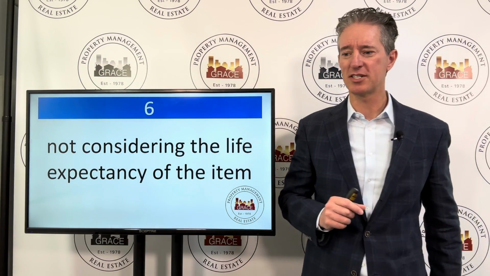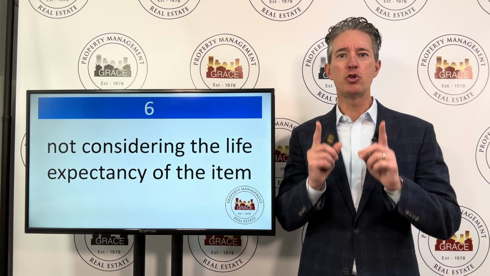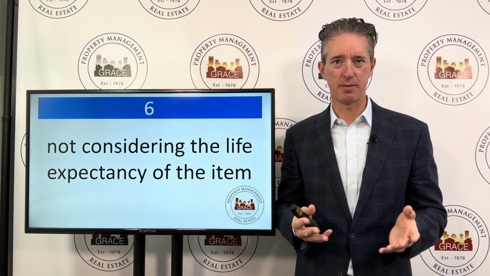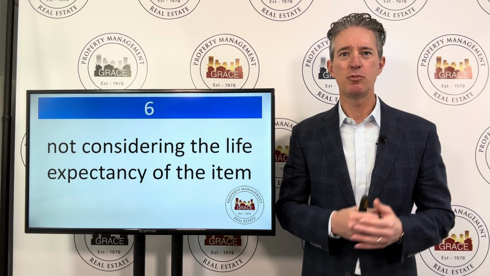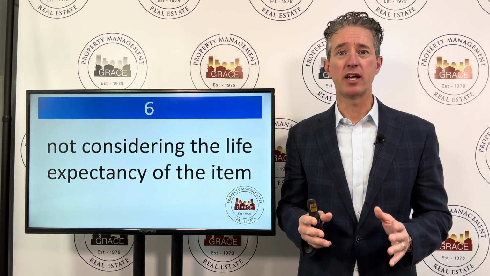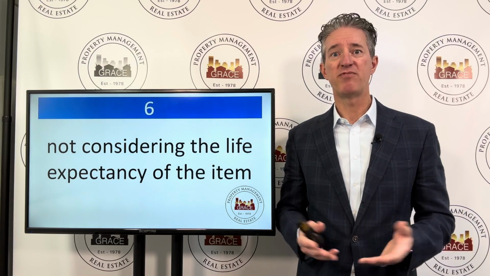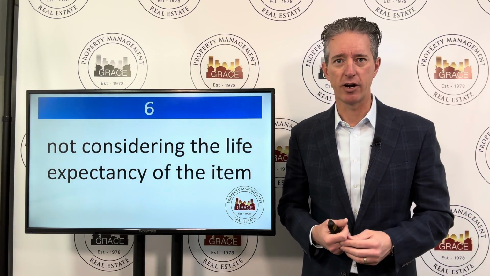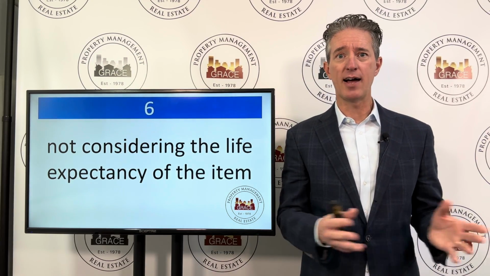And then the last thing, number 6, is this. Make you as the landlord not understanding the life expectancy of an item. So let's pretend that your tenant moved into a property. At the time they moved in, the carpet was 5 years old. It was in good condition, but it was 5 years old. That tenant lived there for another 5 years.